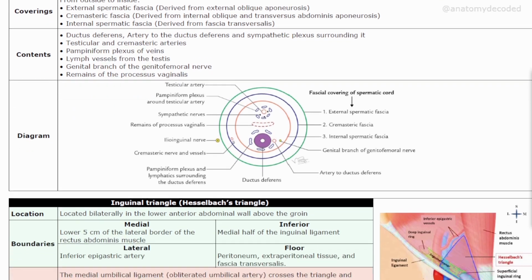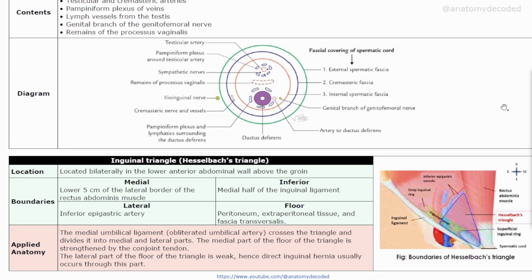Then there is a triangle called Hesselbach's triangle. So where is it located? It is located bilaterally in the lower anterior abdominal wall above the groin. So this is the region of the inguinal canal. Above it, we can see one triangle here. That's Hesselbach's triangle. It is important for differentiating the two different kinds of hernia.